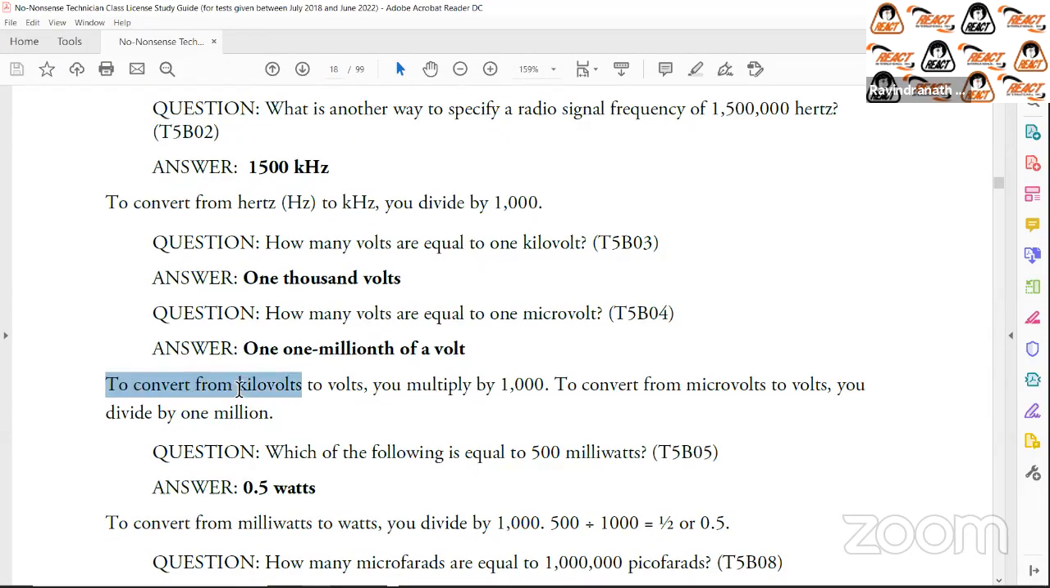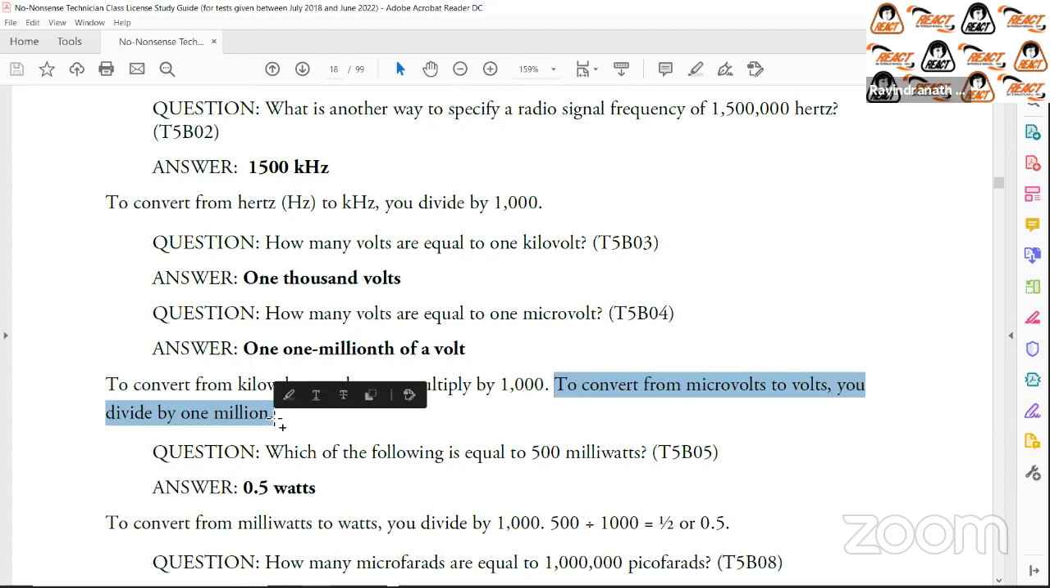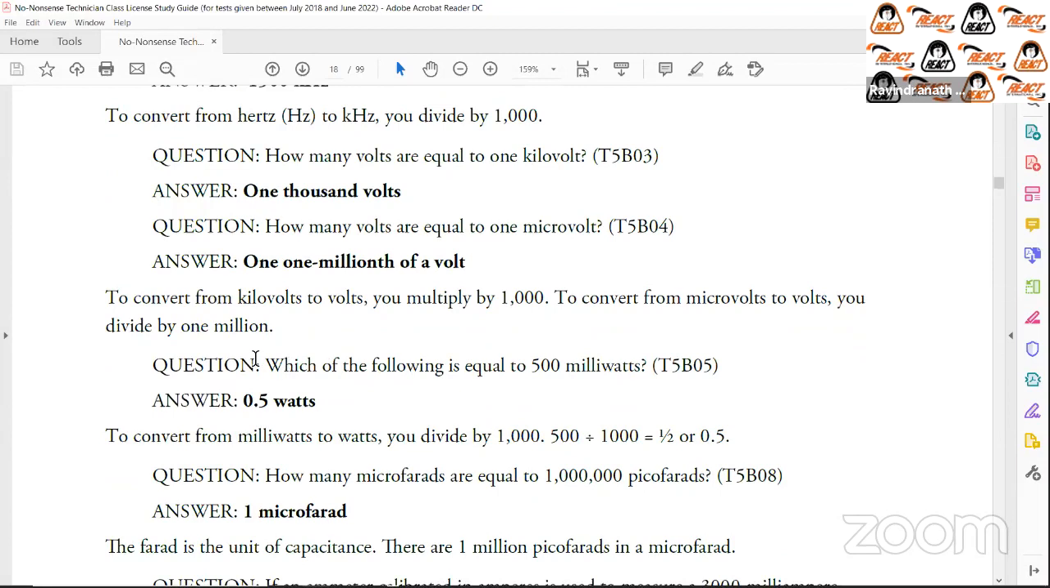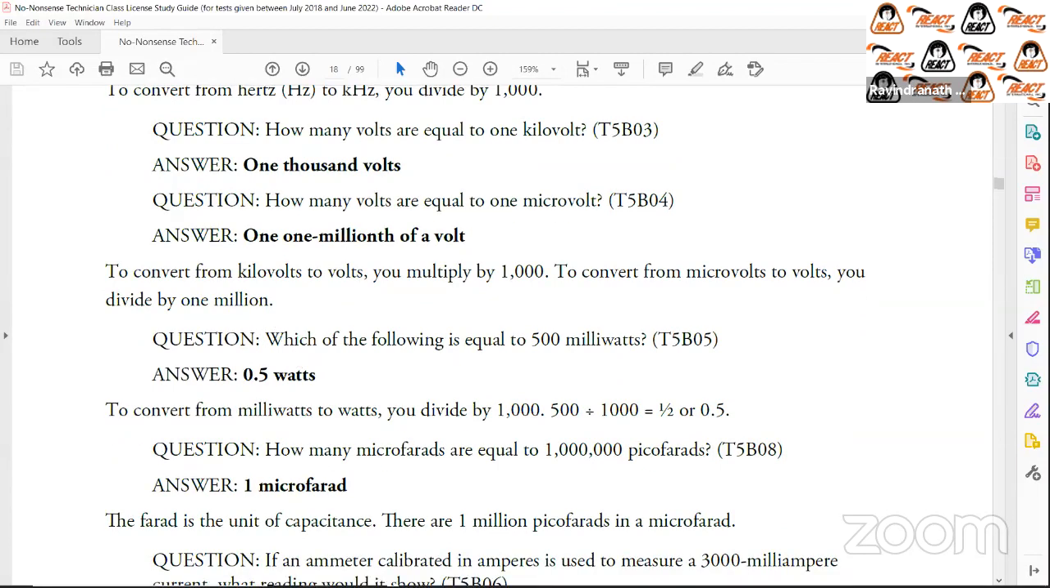They make the note here to convert, right, so they're just telling you here to convert from kilovolts to volts, you multiply by 1,000. To convert microvolts to volts, you divide by 1 million. So it's really about shifting and determining whether you want the notation in a smaller prefix or a larger prefix. The next question, which of the following is equal to 500 milliwatts?